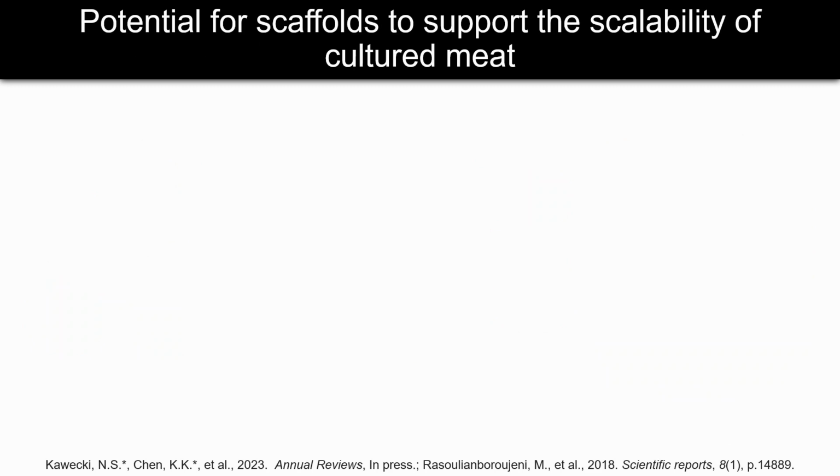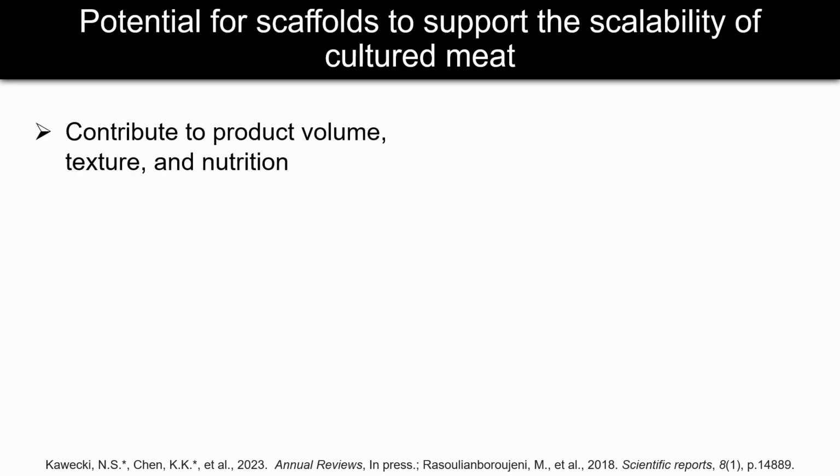So while we're seeing different approaches, both without using scaffolds and using scaffolds, our lab is really excited about the potential to use scaffolds to support the scalability of cultured meat. And some reasons why is we feel that it can contribute to the product volume, the texture, and potentially the nutrition. For example, we can create novel products like meat that's high in fiber. Doesn't that sound delicious?